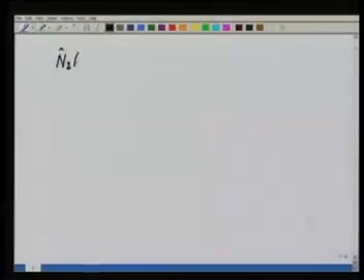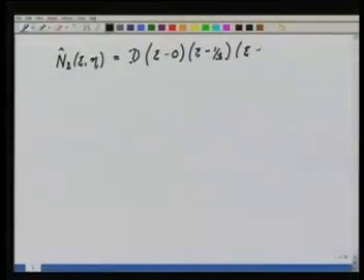n2 hat, which is a function of psi and eta, is, let's say, some constant d. It has to vanish on the line psi equal to 0, so psi minus 0. On the line psi equal to 1/3, so psi minus 1/3. On the line psi equal to 2/3, which is psi minus 2/3. This is it. Okay. So I can easily form n2.